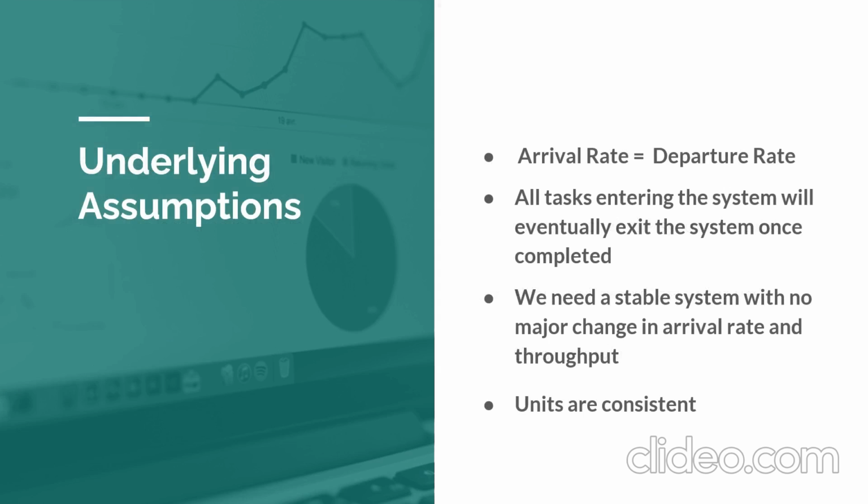The law clearly mentions steady-state conditions. So what does steady-state conditions mean? It means that the rate at which the items arrive in the system is equal to the rate at which the items leave the system. Also, all products should exit the system eventually. Nothing stays in after its completion. The system should be stable without any major fluctuations in arrival rate and throughput. And of course, to use the equation, consistency of units should be maintained.